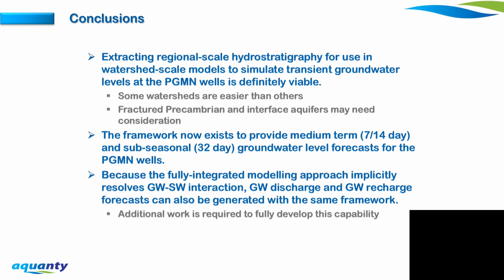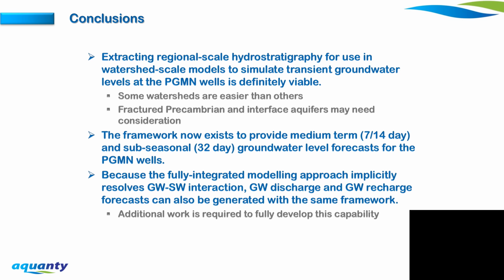So in conclusion, I'd just like to reiterate that extracting regional scale hydrostratigraphy from the regional model for use in watershed scale models, where we're looking to reproduce the transient groundwater levels in the PGMN wells, is definitely viable. Some watersheds will definitely be easier than others in terms of calibrating the watershed scale models, as we saw with Long Point being quite easy, whereas the Quinte region watershed required a little bit more effort.